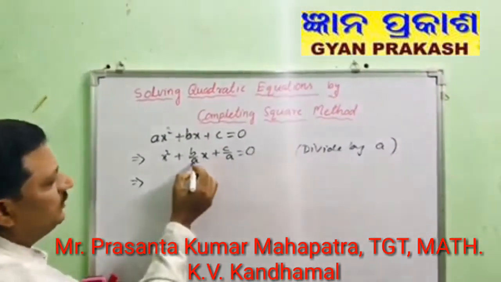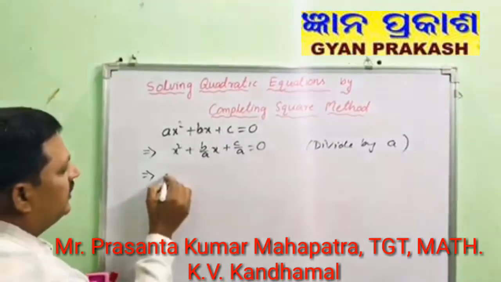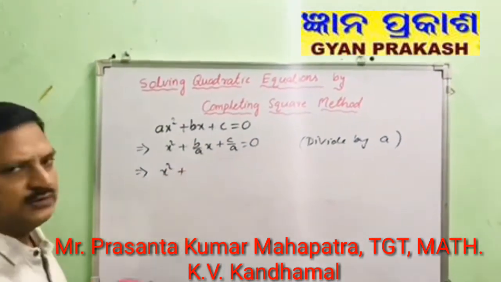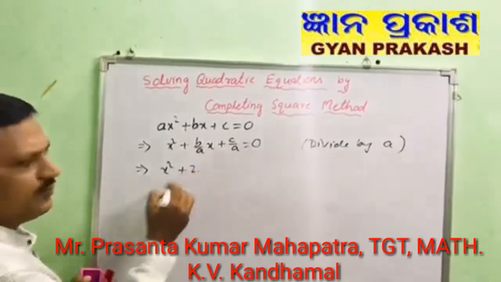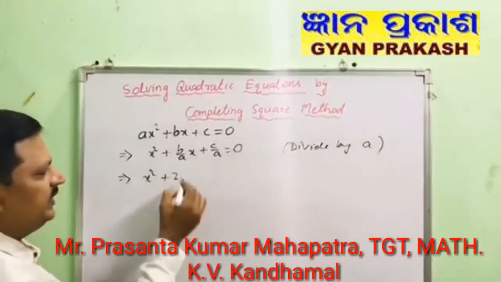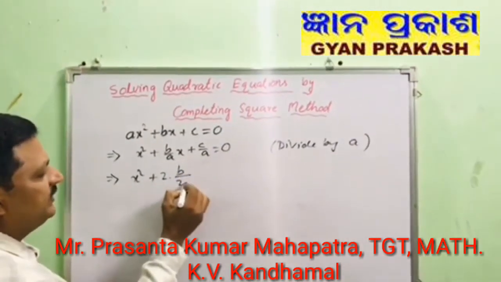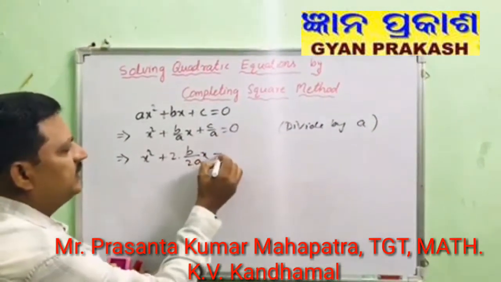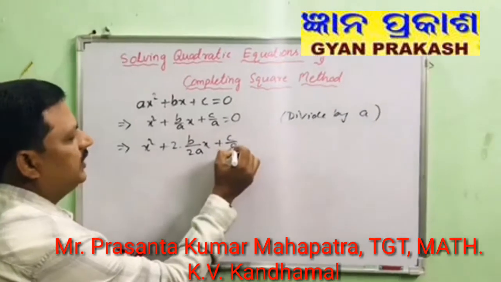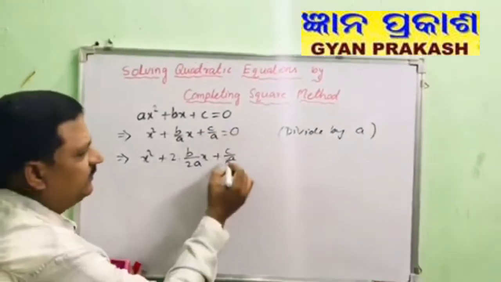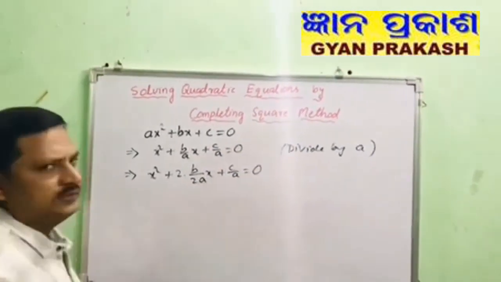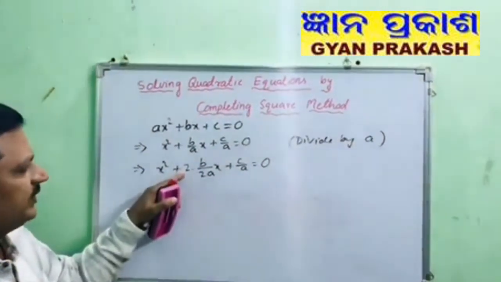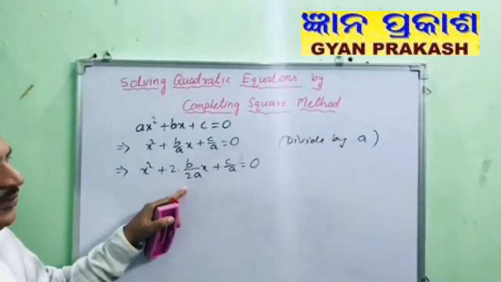Now you can see here we have b by a. So x square plus, we shall multiply it by 2 and then we shall divide it by 2. That is b by 2a x plus, we have here already c by a, that is equal to 0. In this step I have just multiplied it by 2 and divided by 2.